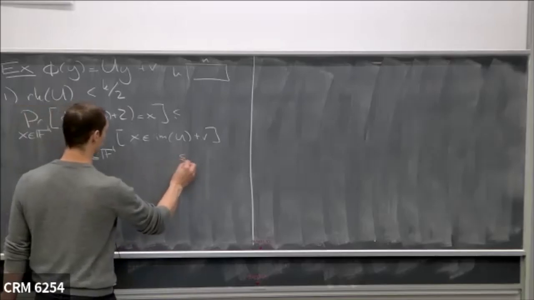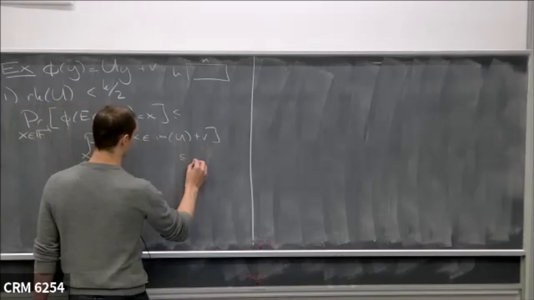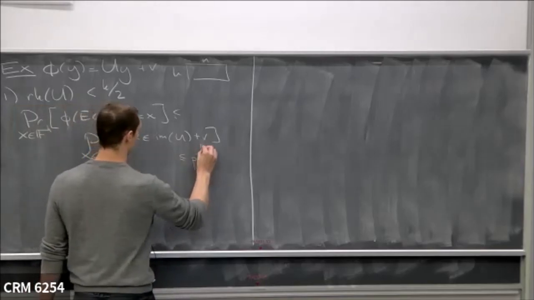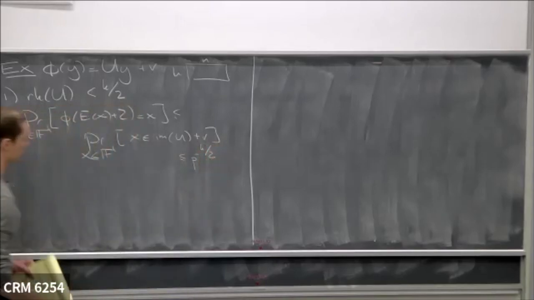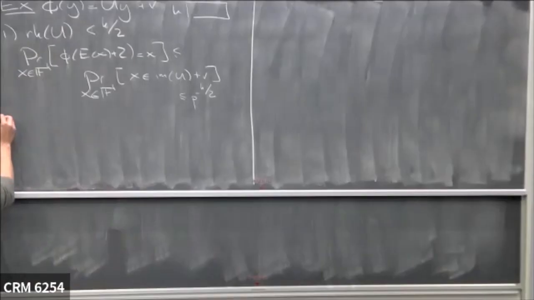So you can bound this from above, just from the fact that U has tiny rank, that this is at most lowercase p, that's the characteristic, to the power minus k over 2. So you have exponentially fast decay of successful decoding in this setting. The second case is kind of the generic or high rank setting.